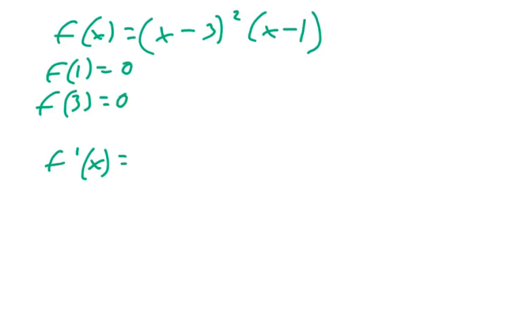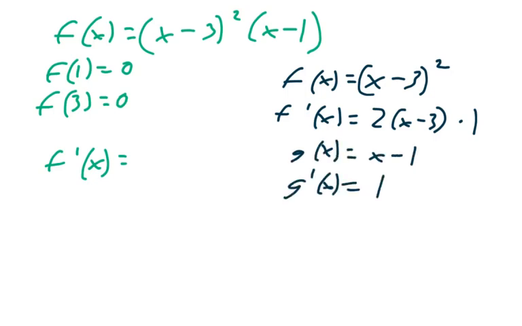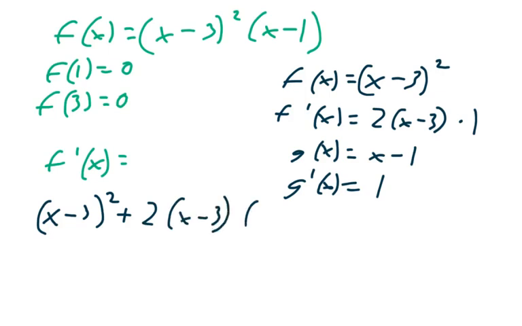So in doing so, we are going to have x minus 3 squared, and the derivative of that is 2 times x minus 3 times the derivative of the inside, which is 1, but I don't really have to write that. And g of x is equal to x minus 1, and the derivative of that is 1. So this turns out to be x minus 3 squared plus 2 times x minus 3 times x minus 1.